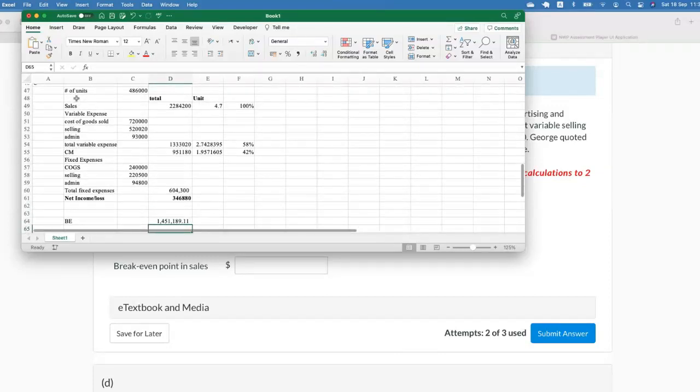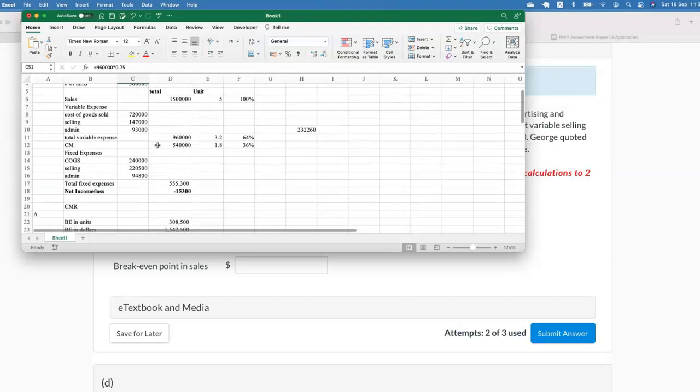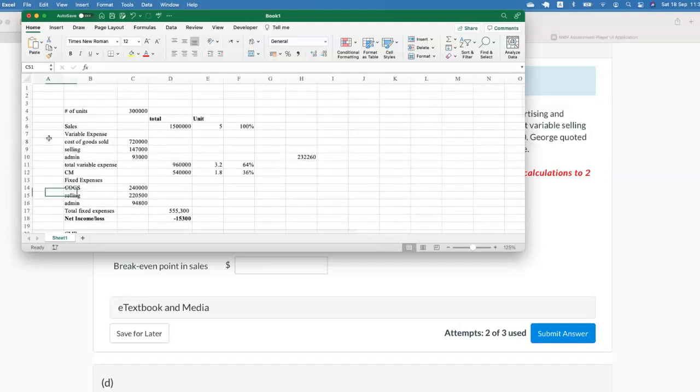For the variable cost, since the amount of units has been changed, cost of goods sold, selling, and the admin will be changed accordingly. So you will calculate the unit price of the original prices, and then multiply it by the amount of the new units, which is 1.6 by 486. This number you have, 1.64, yeah. All right. Let me try it. You got my point? Yes.